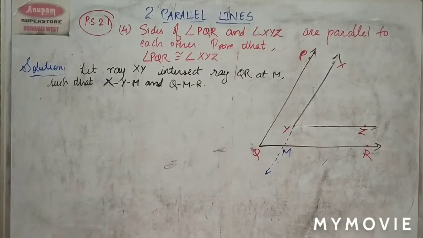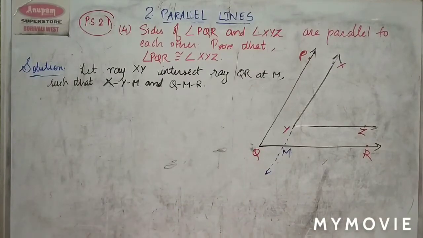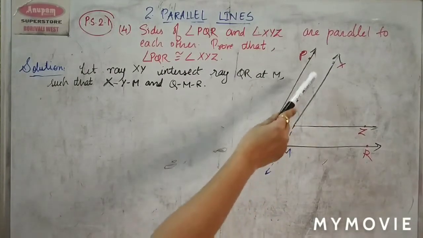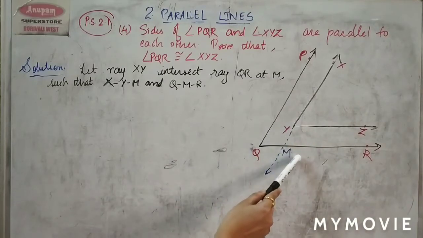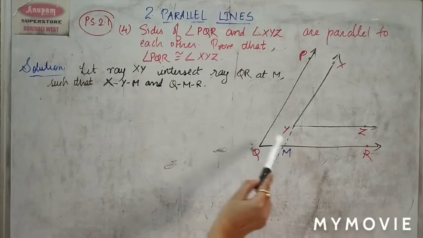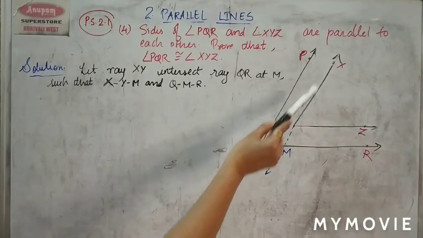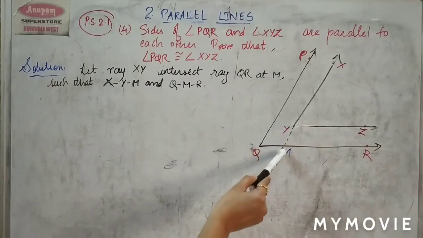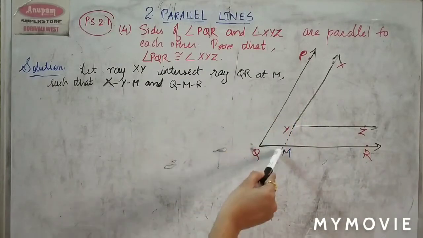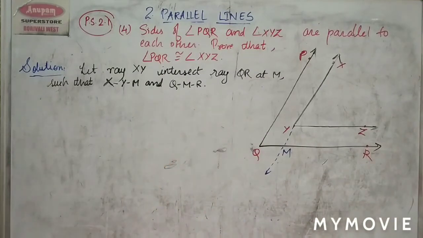Now whatever construction I've made, I've written it on the board. I say that whenever we do a construction we have to write it down in words. So I've said that let ray XY meet ray QR or intersect ray QR at point M, such that X-Y-M means what? They are collinear points. Y is in between X and M, and similarly M is in between Q and R. So that is the meaning of this sentence. Now we'll try to prove.